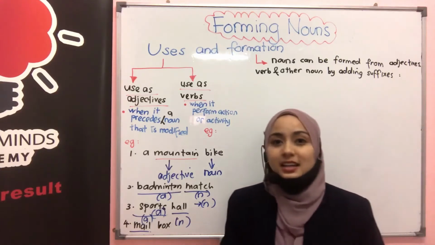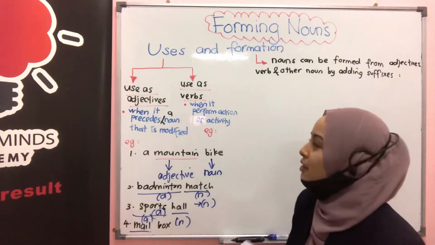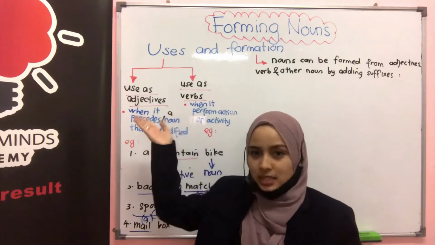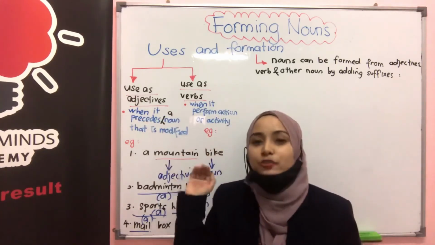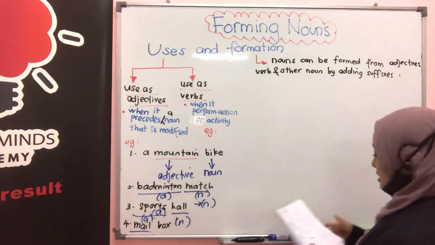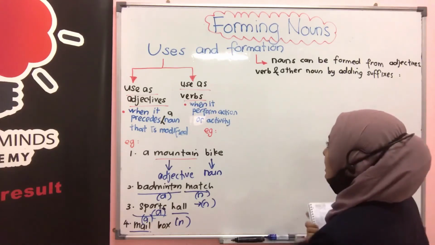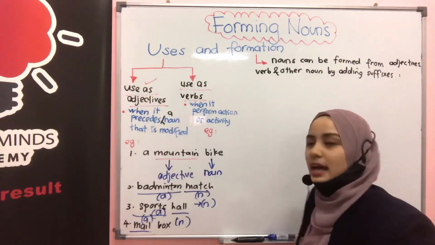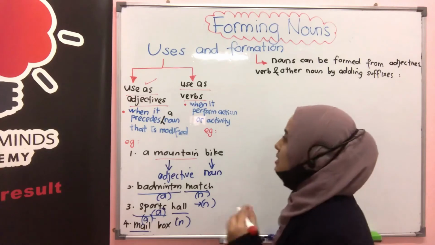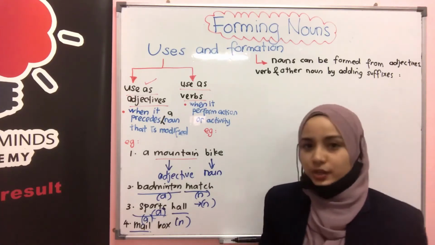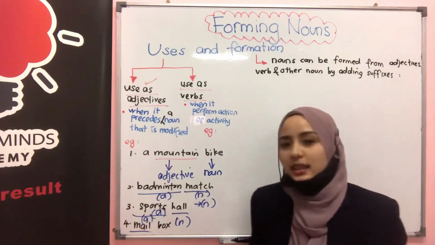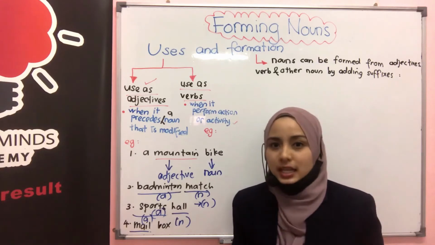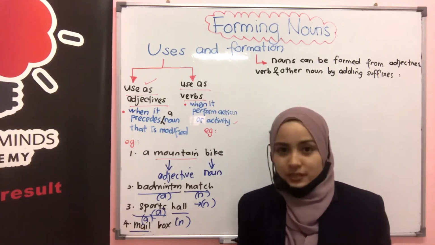Can understand? Yeah. So now we have learned two uses of nouns. It can be used as an adjective, and also it can be used as a verb. So now let's take a look at the second one. We are done with the first one, used as an adjective. Now the second one, used as a verb. A noun is used as a verb when it performs an action or activity.